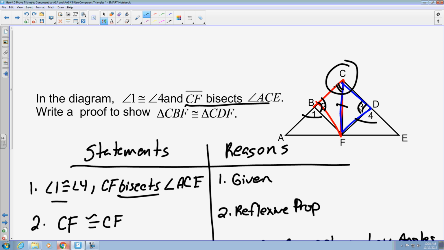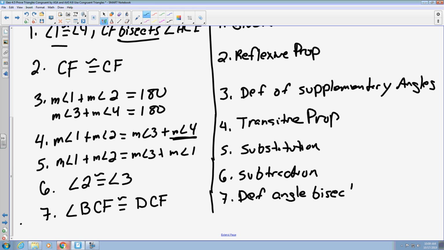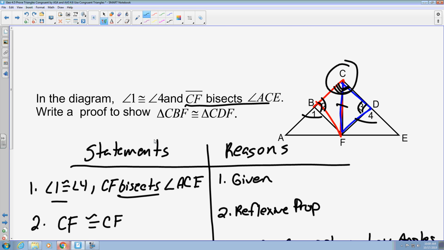So that means whatever this angle is here, this angle is going to be the same. So I can now say that that angle, we'll call it BCF, is congruent to angle DCF by the definition of angle bisector. So now I have two sets of congruent angles. I have the two sets of congruent sides because of the reflexive property.